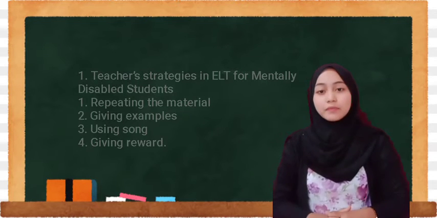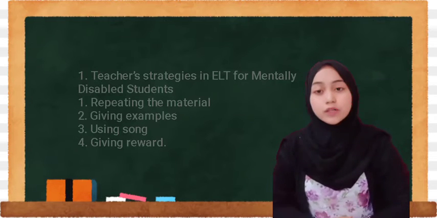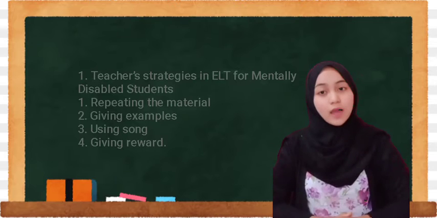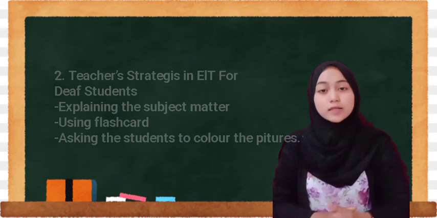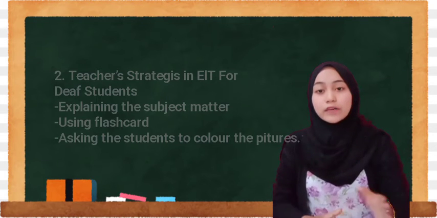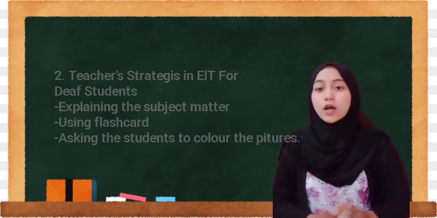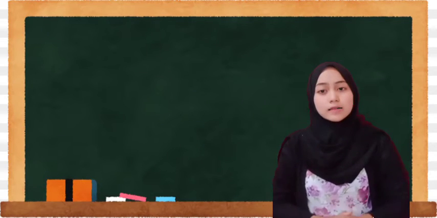The first is repeating the material. The second is giving examples. The third is using songs. And the last is giving rewards. And the next is about teacher strategies in ELT for deaf students. The first is explaining the subject matter, and then using flashcards, and the last is asking the students to color the picture. And the last is how is the application of it?